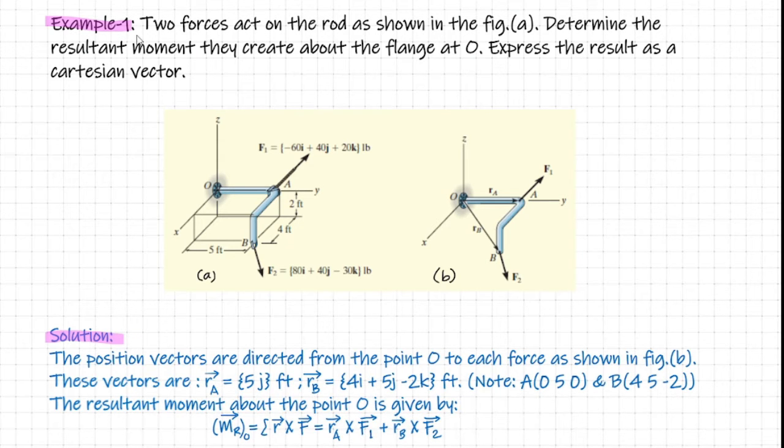So we will start with example 1. Let me first read the problem. Two forces act on the rod as shown in figure A. Determine the resultant moment they create about the flange at O. Express the result as a Cartesian vector. This is the first problem which demonstrates how to compute the moment of a force about a point in vector format.